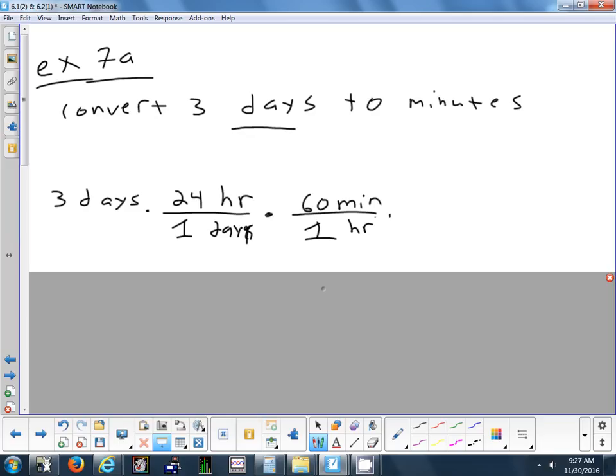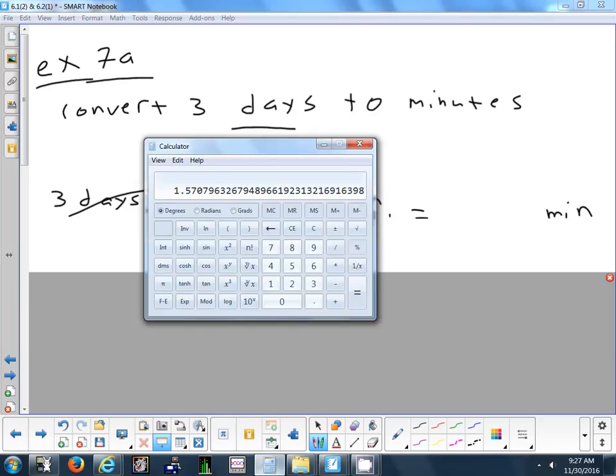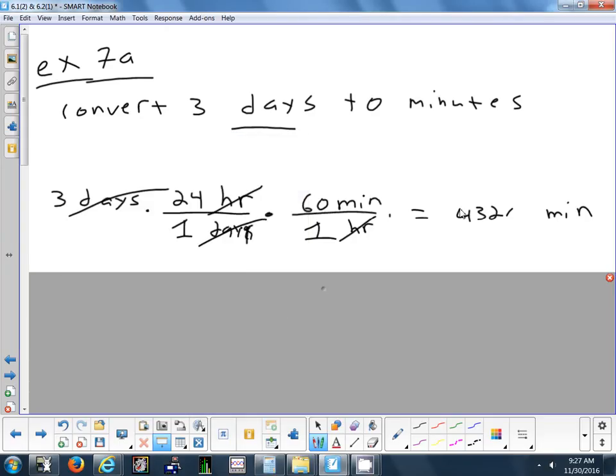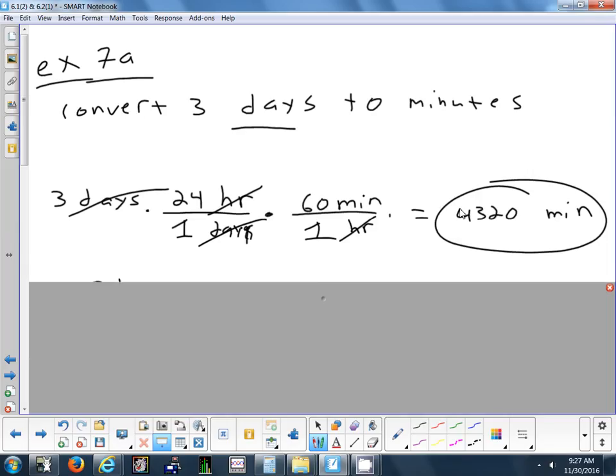So let's look at what cancels. Hours in the top, hours in the bottom, days in the bottom, days in the top. What's the only unit that's left in the whole problem? Minutes. Now just multiply out everything in the top and divide by the product of everything in the bottom. In this case, the bottom is just 1 times 1, so we don't have to worry about that. So we have 3 times 24 times 60, which gives me 4,320 minutes in 3 days.